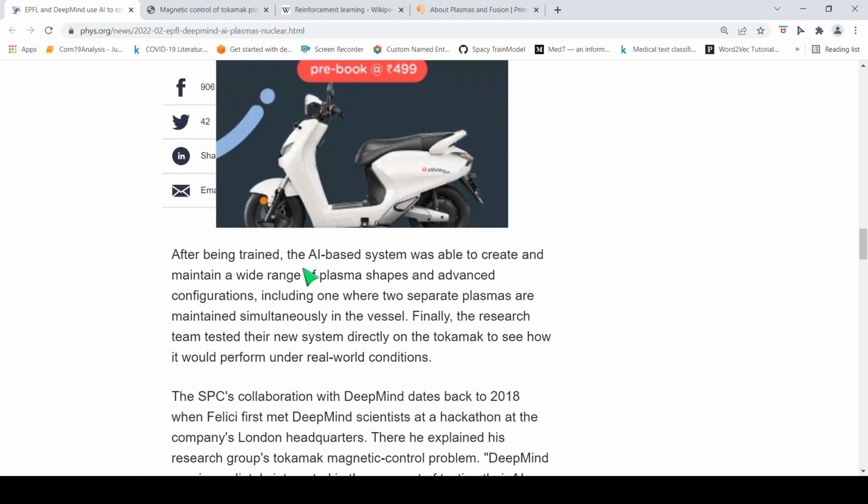Okay. So after being trained, the AI system was able to create and maintain a wide range of plasma shapes and advanced configurations, including one where two separate plasmas are maintained simultaneously in the vessel. The research team then tested this new system directly on the tokamak. Okay, so this is what they did.